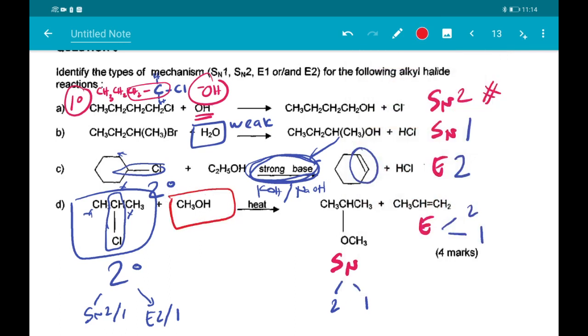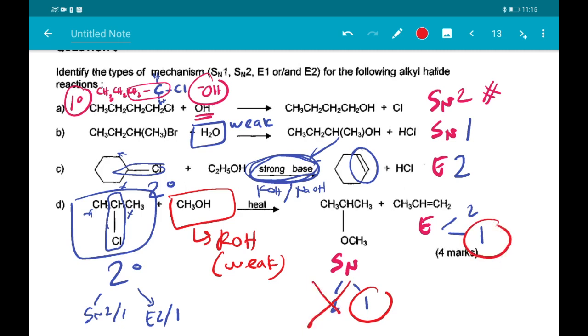the nucleophile or base that we are using. So we have CH3OH, which is a type of alcohol. Therefore, we know that alcohol is considered weak. That's why the only possible mechanisms that can occur will be SN1 and also E1. We can eliminate both SN2 and E2 because both mechanisms require a strong nucleophile or base.